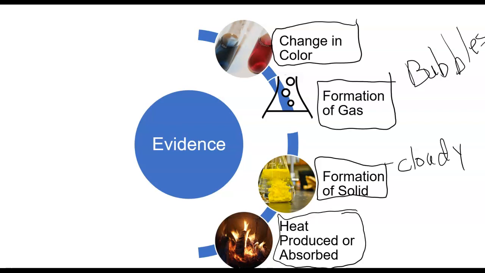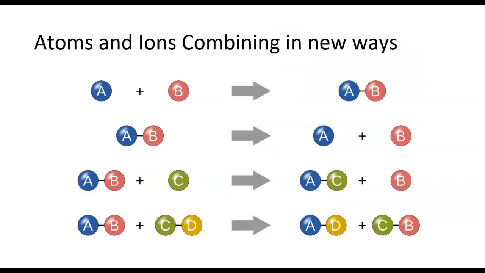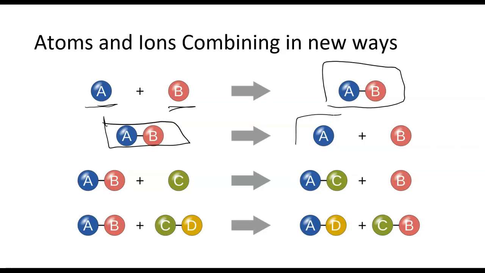Now, there are 4 different ways we're going to look at chemical reactions, so 4 main classes that we're going to look at. So here are 4 different ways that atoms and ions can combine. This is a very general overview. You have 2 different items that are combining to form one. We'll go over what the different types of reactions are later. You have one that's breaking apart into 2 different things. You have one where you have essentially a partner being traded.